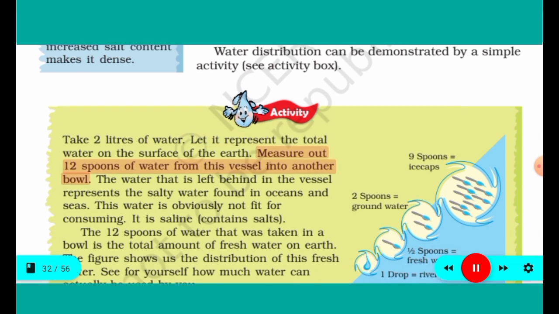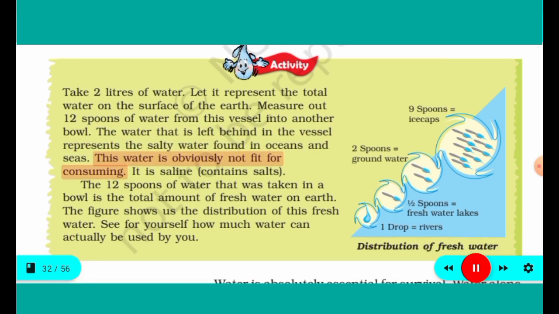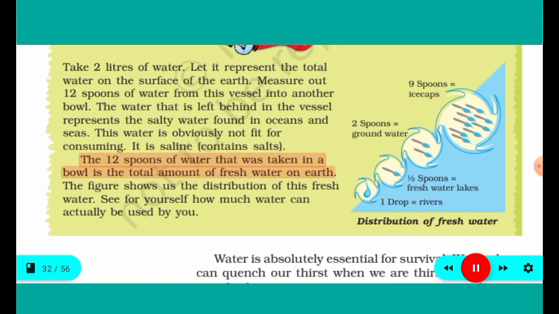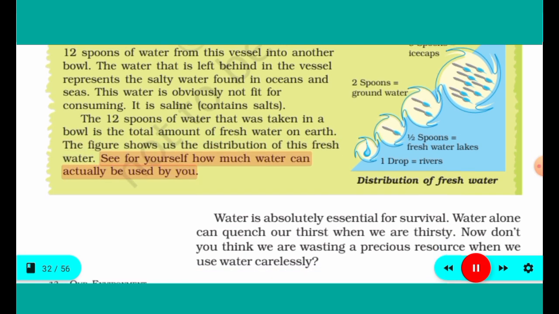Measure out 12 spoons of water from this vessel into another bowl. The water that is left behind in the vessel represents the salty water found in oceans and seas. This water is obviously not fit for consuming. It is saline, contains salts. The 12 spoons of water that was taken in a bowl is the total amount of fresh water on Earth. The figure shows us the distribution of this fresh water. See for yourself how much water can actually be used by you.